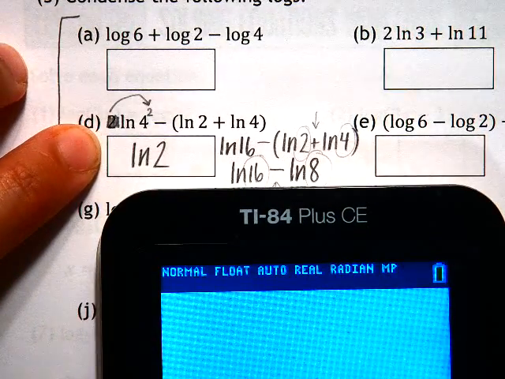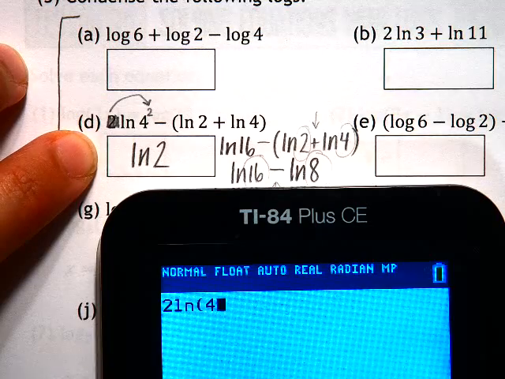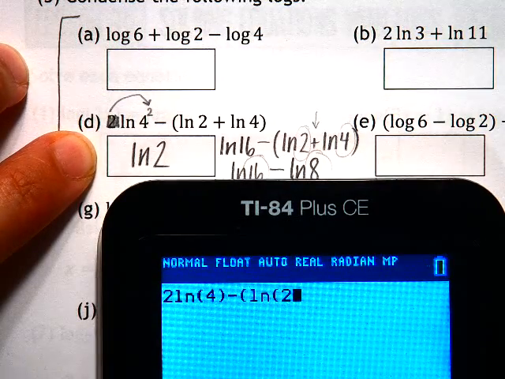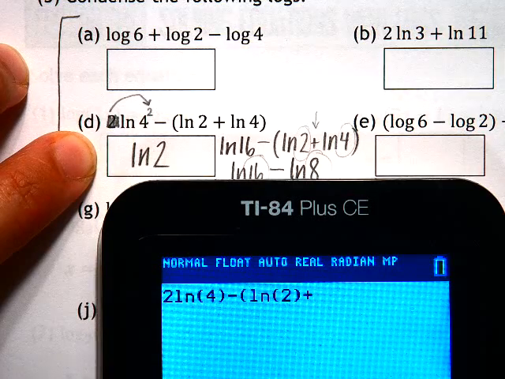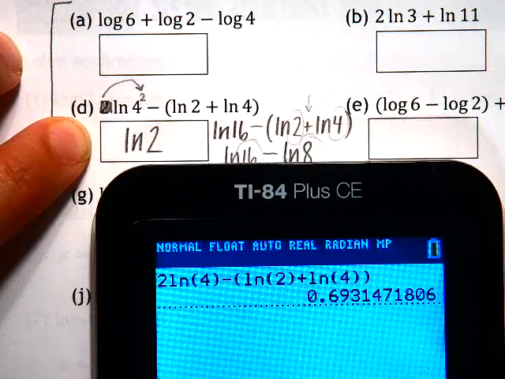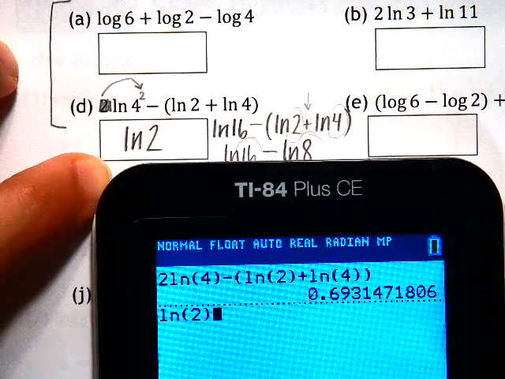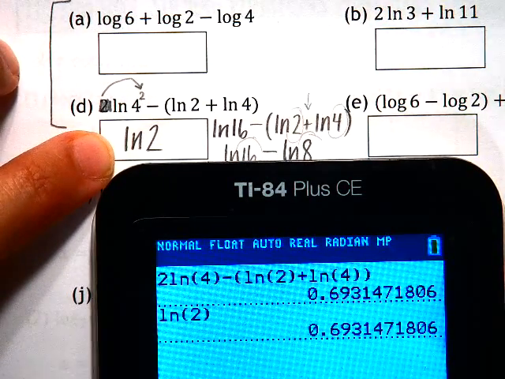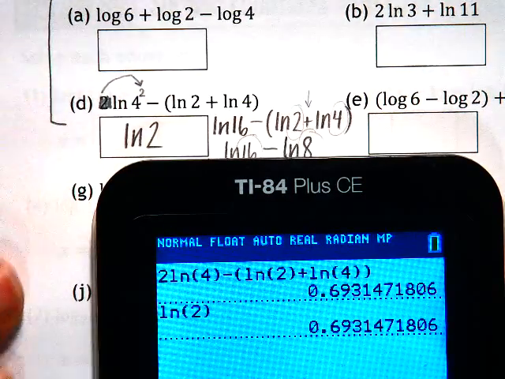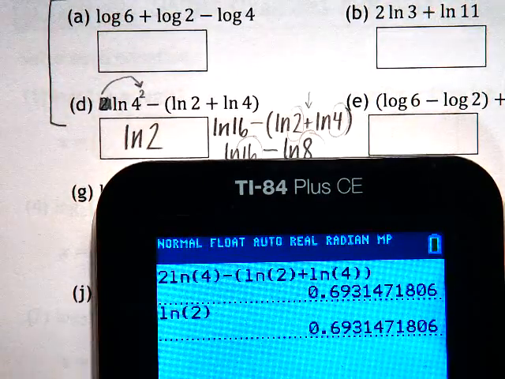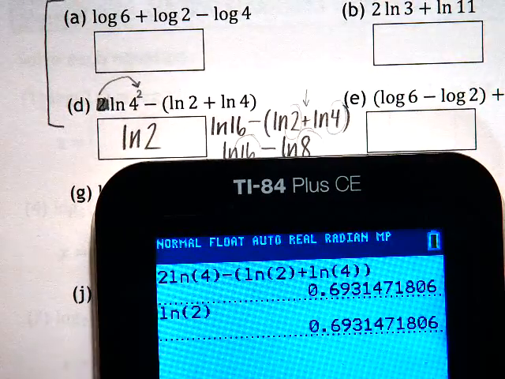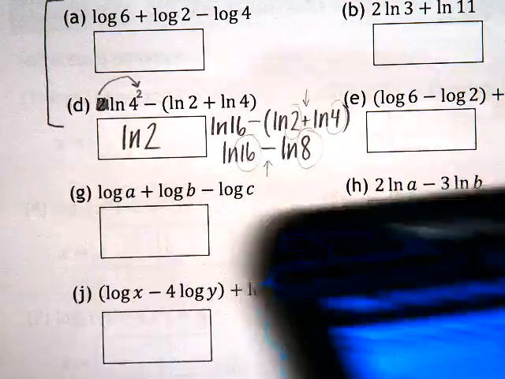If I typed 2 natural log 4 minus parentheses natural log 2 plus natural log 4, I would get a decimal that when I type in my answer of natural log 2 matches precisely. So it's another nice option to consider, but I know not everybody has the luxury of a calculator or time, so checking the answer key is obviously another good way to check.